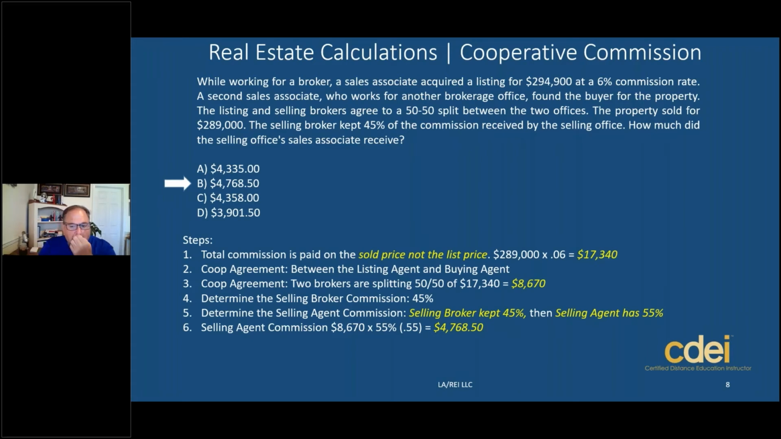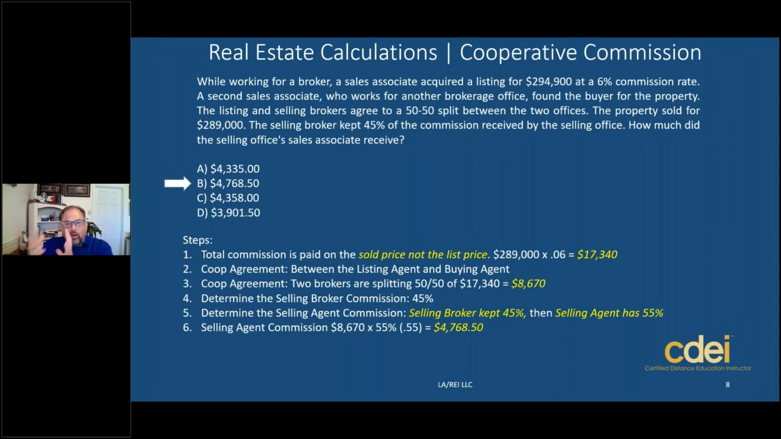Okay. Now, here's where the fun part comes in. This is what I want to explain to you and open your eyes and get you to understand the play on words these test writers can use to try to trick you into another answer. First of all, they give you 2 prices. One's a list price and one's a sold price. That's the first mistake that can be made.